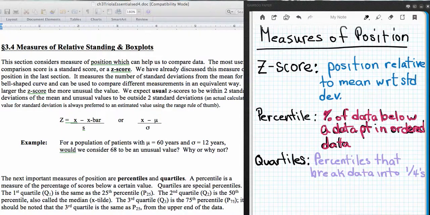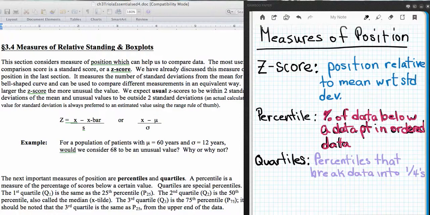All right, on to our next section of Chapter 3 in Triola's book, and it's for the most part going to be Chapter 3 of about any book that you're looking at. Sections may vary. Now what we're going to be talking about in this section is measures of relative standing and box plots. So the first video here I'm going to discuss measures of relative standing or measures of position.